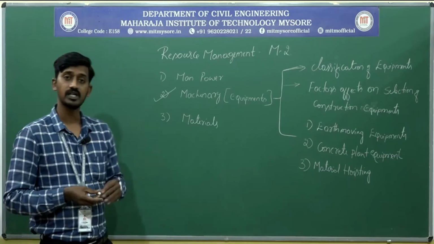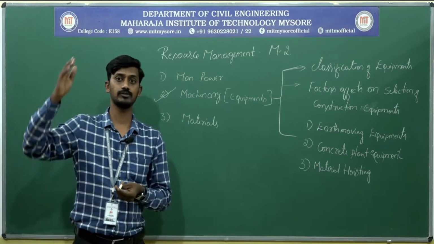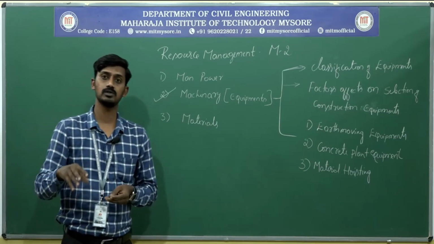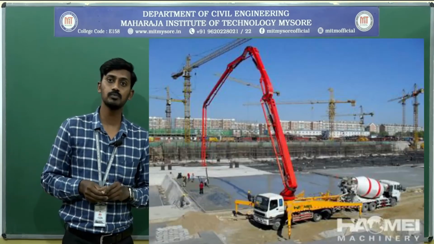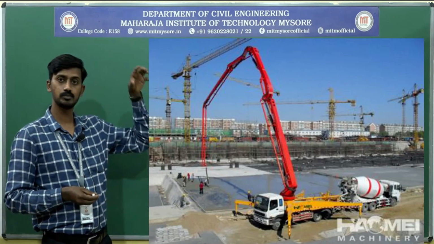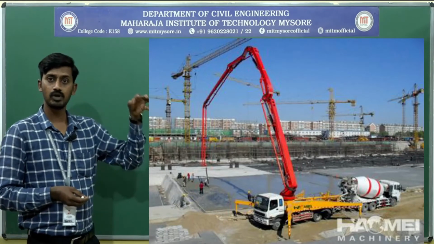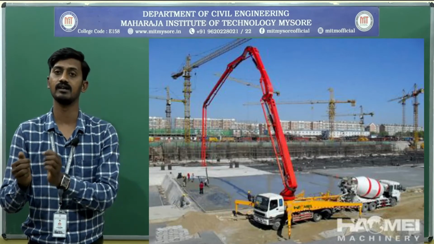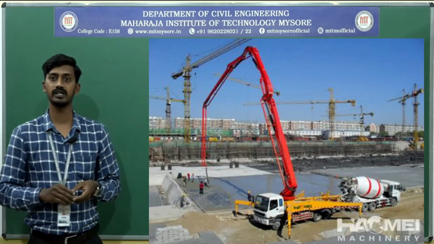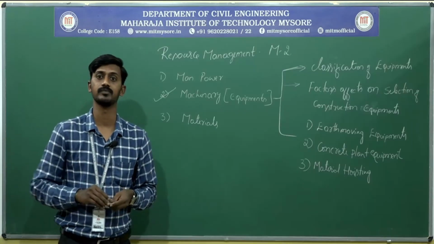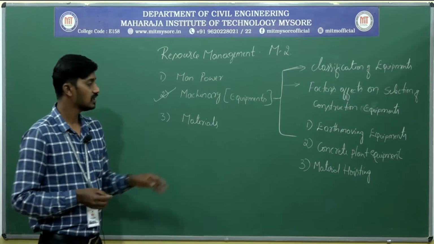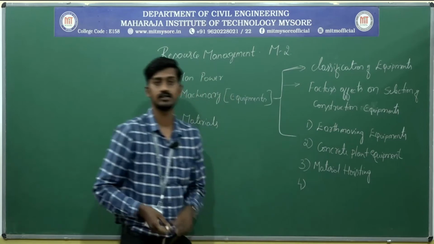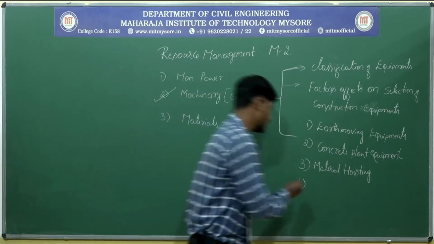And suppose you want to do concreting of some 10th floor or 11th floor, what will you do? For that also there is a machinery called boom concreting machinery. There will be a boom, you can see that image, on which the concreting can be placed. That hose will be placed wherever the area is required. In that particular area, if you do vibrating, vibrating is also a machinery. Okay. And after material hoisting, the next point is heavy construction equipment.